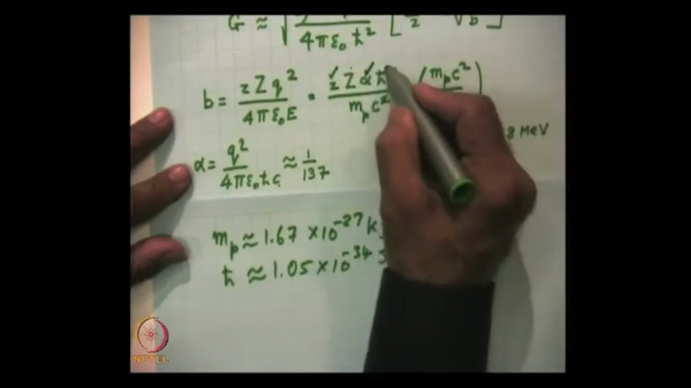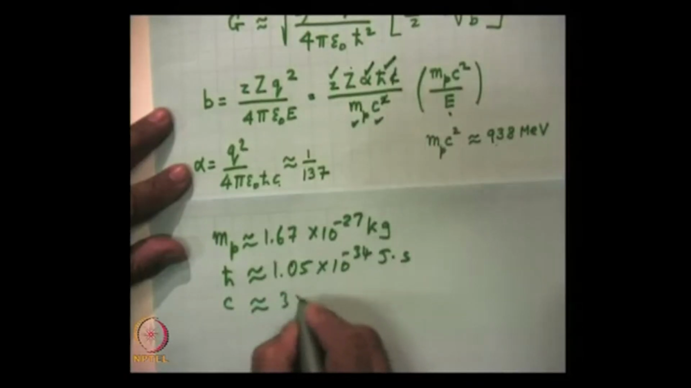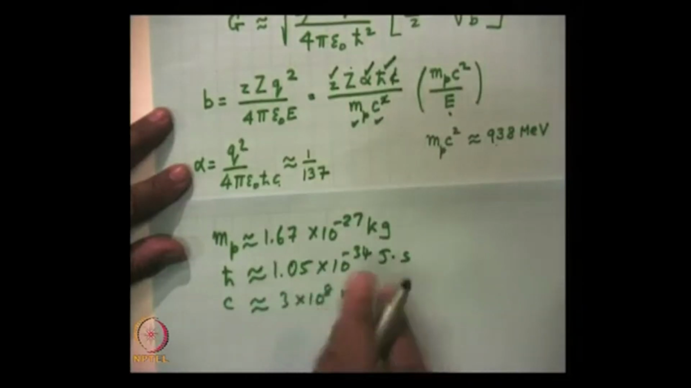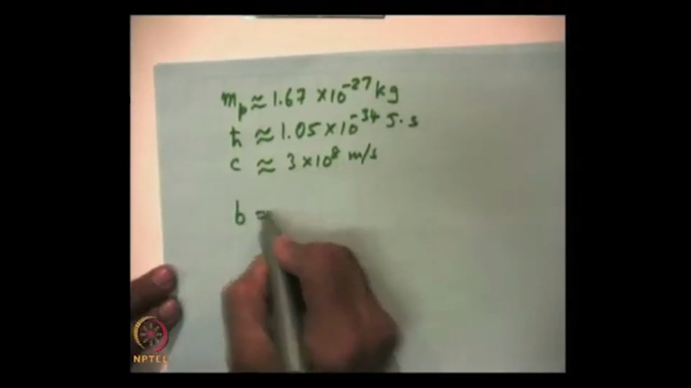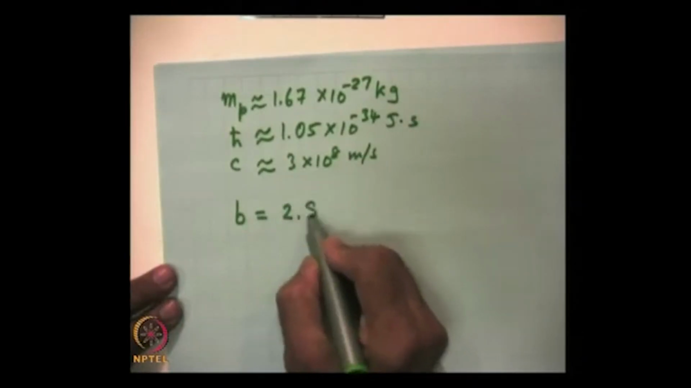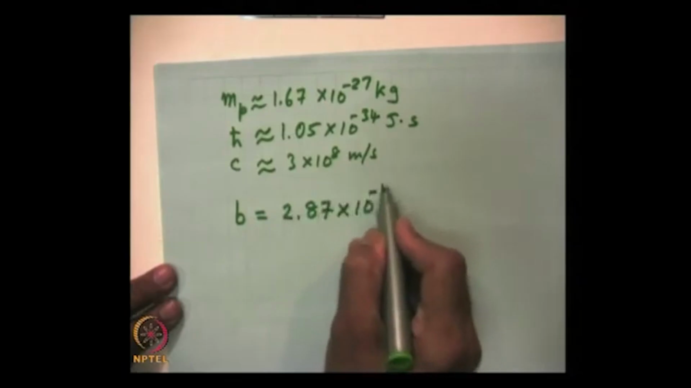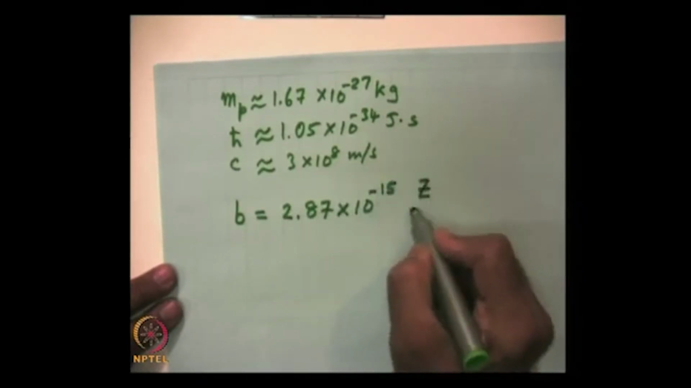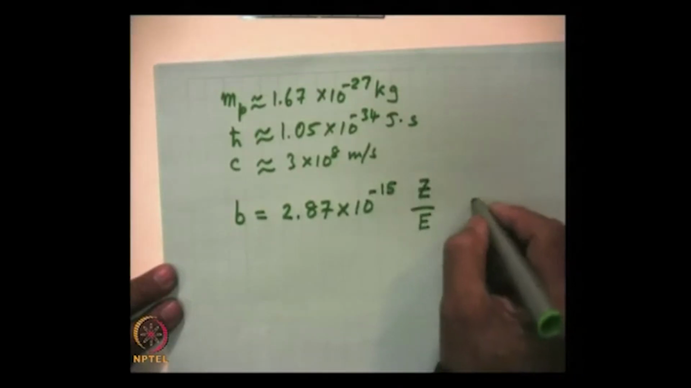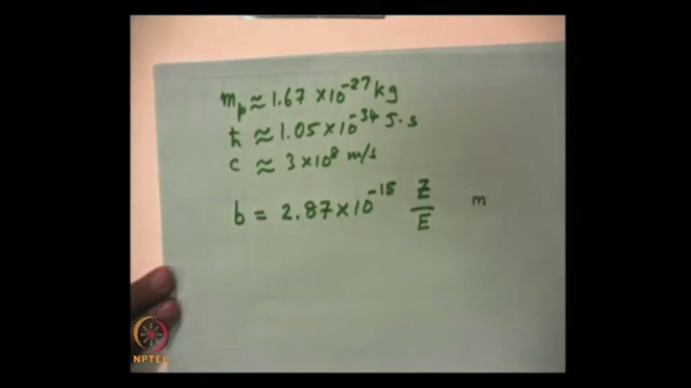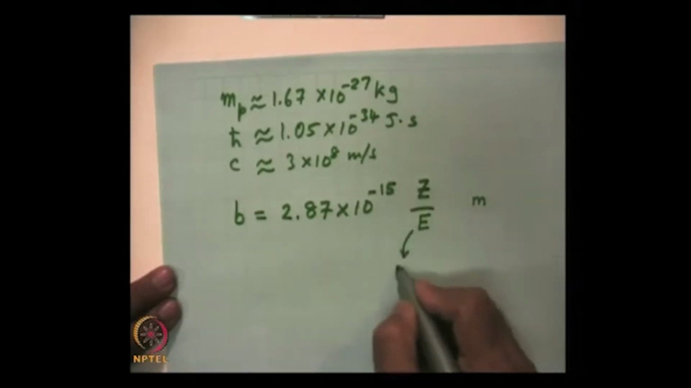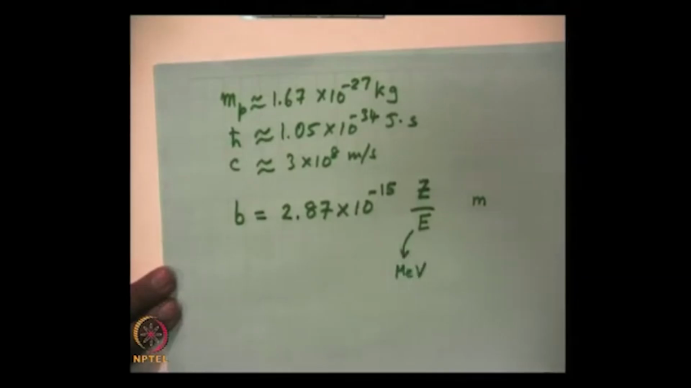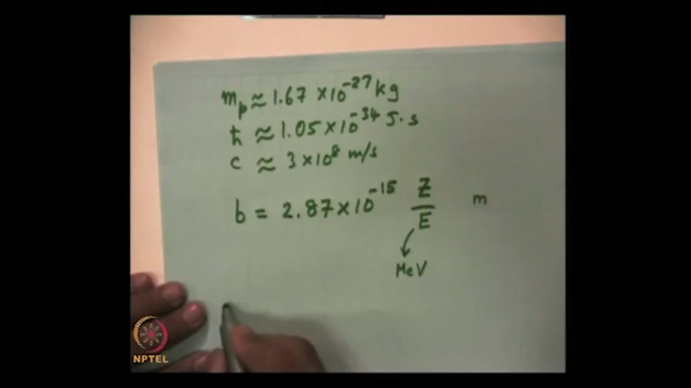Alpha is 1/137, h cross I know, m_p I know, c is about 3 into 10 to the power of 8 meters per second. So, if I substitute that, then in this expression I get the following expression: B is equal to 2.87 into 10 to the power of minus 15 Z by E. This is measured in meters, where E is measured in MeV. So, I would like you to fill out the intermediate steps.